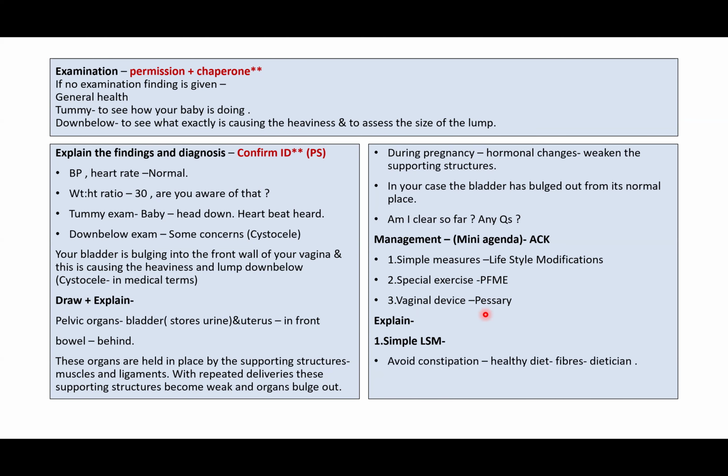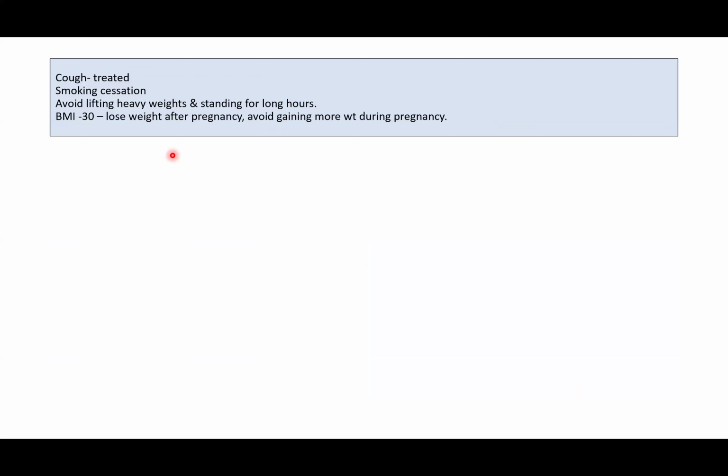So regarding the simple lifestyle modifications, if she has constipation, tell her try to avoid constipation, and for that, we will refer you to the dietitian so that you can have healthy diet, rich in fiber. And also you can use the stool softeners like glycerine suppository, keep yourself well hydrated, drink plenty of fluid. If she has cough, tell her it has to be treated, and you can ask your GP for the medication. If she's a smoker, smoking cessation advice has to be given. If you have already advised before, no need to repeat.